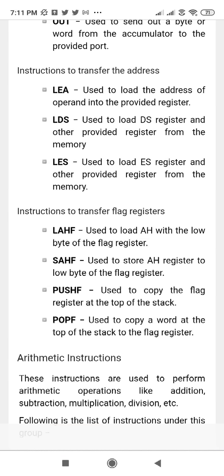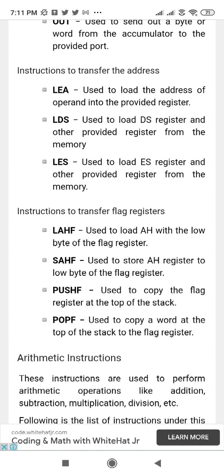In the same way, SAHF is used to store the AH register to the lower byte of the flag register, and PUSHF is used to copy the flag register to the top of the stack, and POPF is used to copy a word at the top of the stack to the flag register.